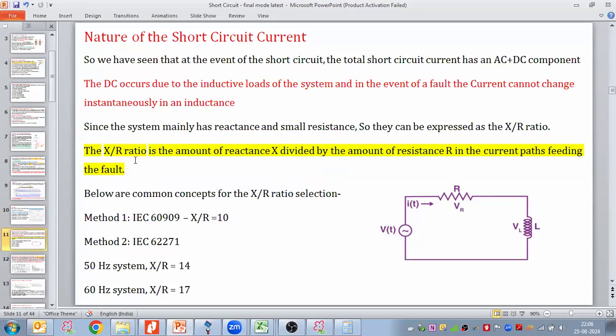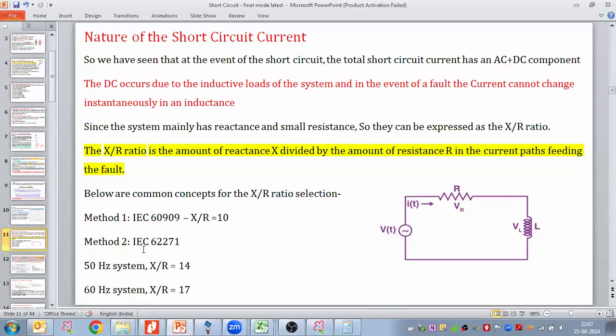The X by R ratio is the amount of reactance X divided by the amount of resistance R in the current path feeding the fault. Below are common concepts for X by R ratio selection. Method 1: we can take the reference of IEC 60909. The 60909 tells that generally we can select the X by R ratio as 10.